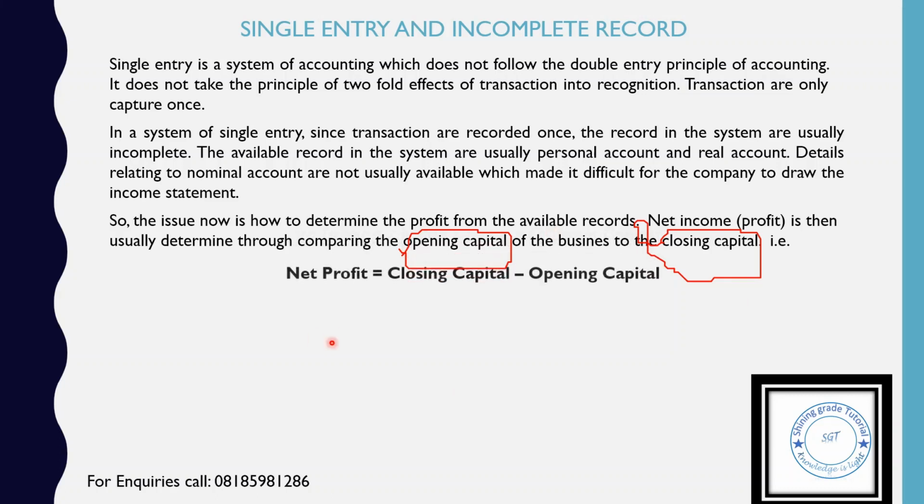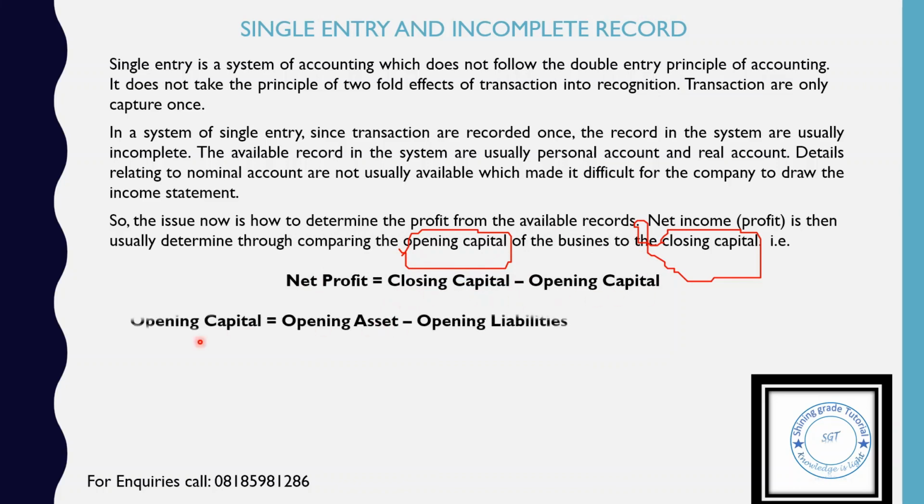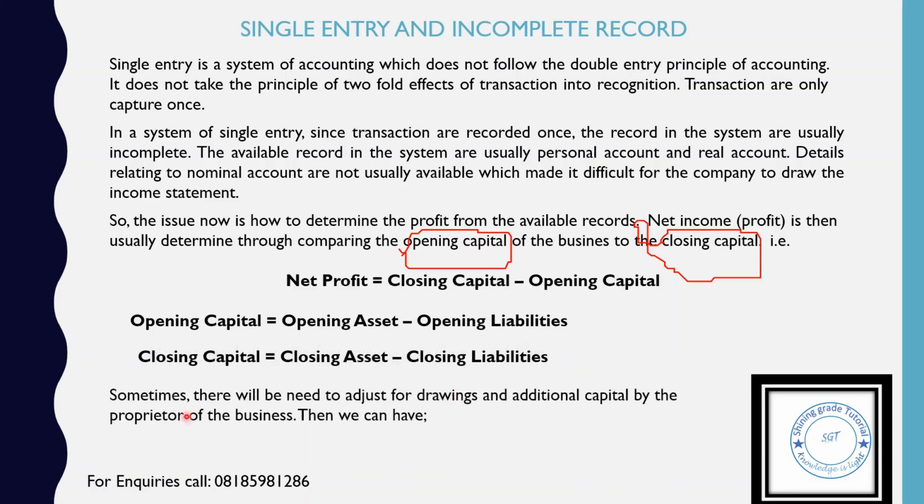As I've said, net profit is the difference between closing capital and opening capital. Alright, so what is the opening capital? To get the opening capital, you compare the assets minus liabilities. So the opening capital is opening assets minus opening liabilities of your business. And closing capital is always closing assets minus closing liabilities as well.